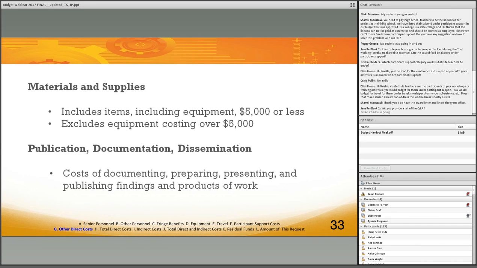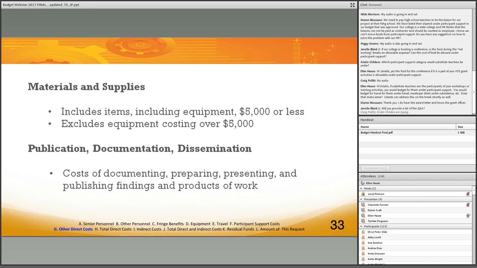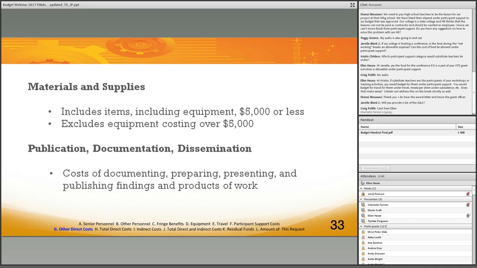To move forward to other direct costs, these can be included in your proposal budget, and are categorized as materials and supplies, publication costs, consultant services, computer services, subcontracts, and other. To cover them individually, materials and supplies include items that are project specific and demonstrated as necessary to run the project that cost $5,000 or less. If you remember when I talked about equipment as having a total acquisition cost of $5,000 or more, materials and supplies would be anything under $5,000.